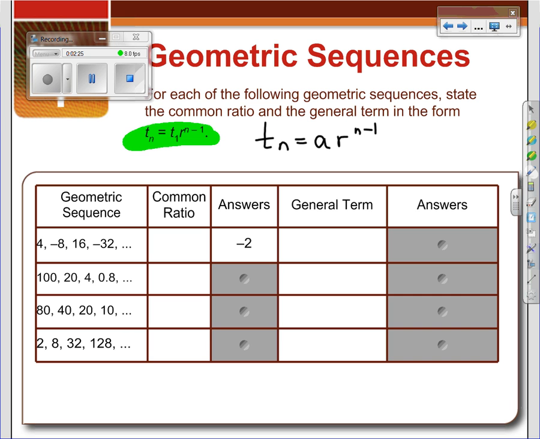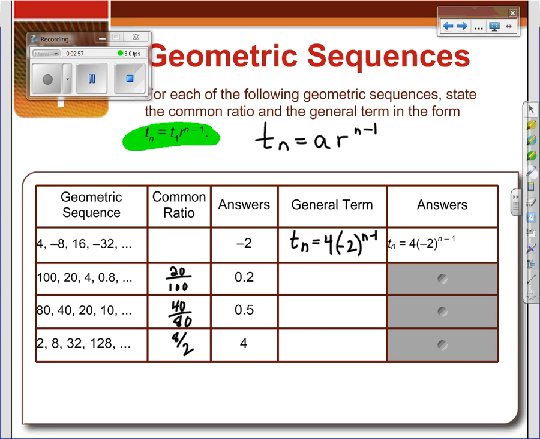All right, now that you've tried that, let me show you the answers. Where did they come from? 0.2 is term 2 divided by term 1. 0.5, term 2 divided by term 1. Same thing here, 8 divided by 2 is 4. Now the general term is what you would get when you replace your A value. Your T1, your first term, would be 4 times your common ratio to the power n minus 1. And you can see that that's the answer.